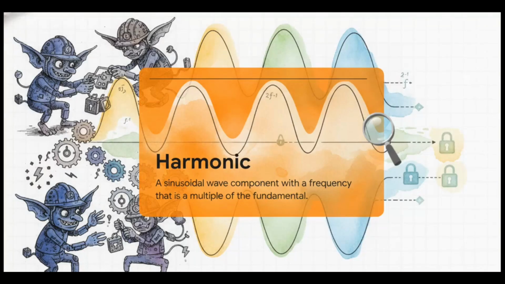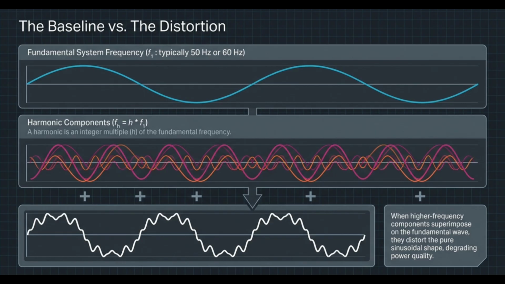Okay, so what actually is a harmonic? Basically, it's a sinusoidal voltage or current component, but the absolutely crucial part here is that its frequency is an exact integer multiple of your fundamental system frequency. We aren't just talking about random electrical noise. These are highly structured mathematical components perfectly locked in with the base frequency.